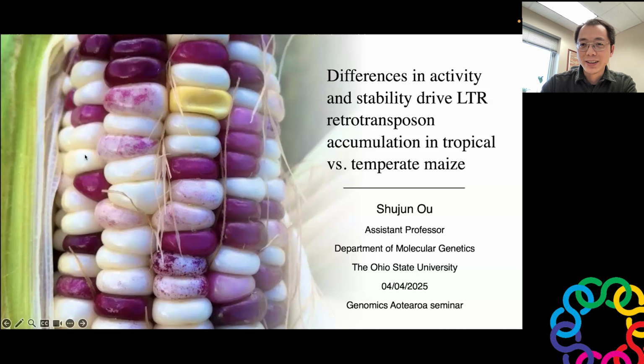So today I will talk about the differences in activity and stability that drive LTR retrotransposon accumulation in tropical versus temperate maize. Like David mentioned, I'm an assistant professor at the Department of Molecular Genetics at Ohio State University. I established my group 3 years ago.